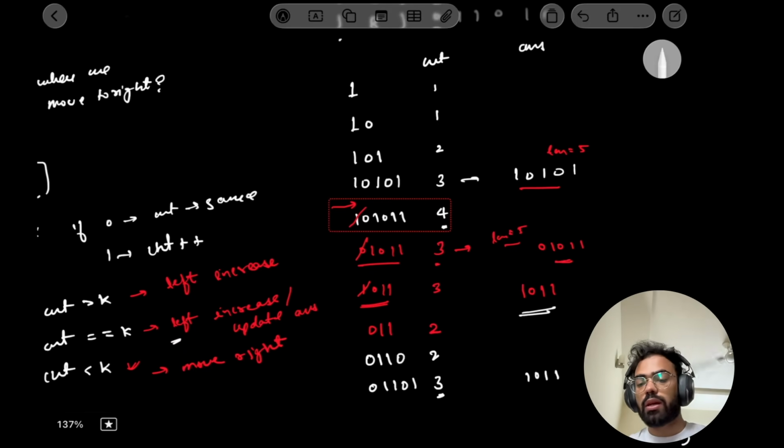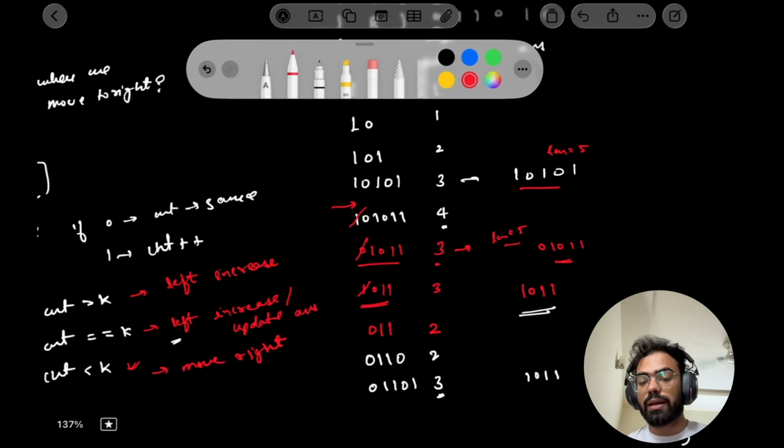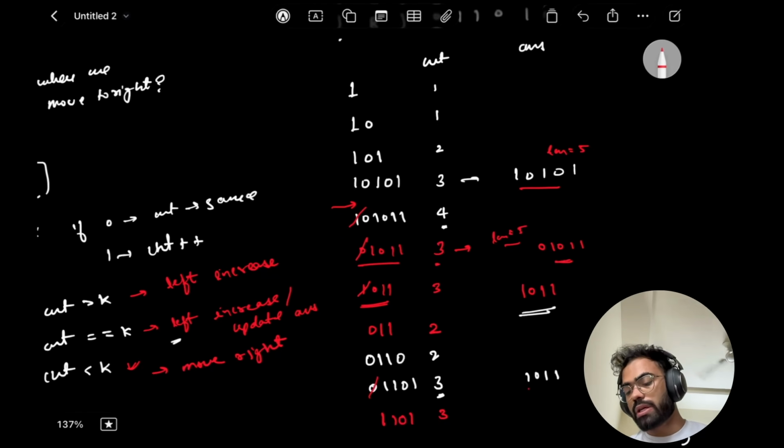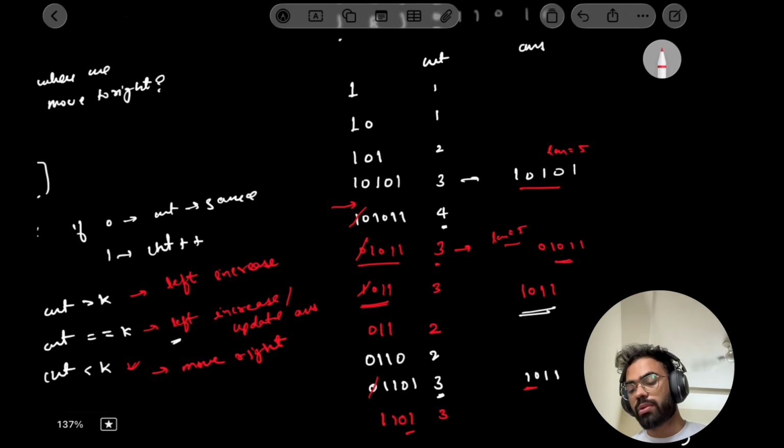That means you can increase your left now. So if we increase our left, we remove this one, it becomes 1 1 0 1. Still 3. Now our answer will be what? See, among 1 0 1 1 and 1 1 0 1, which one is smaller? I think 1 0 1 1 is smaller, right? So that means it will be our answer. So now we are at the end basically. So this is our answer.